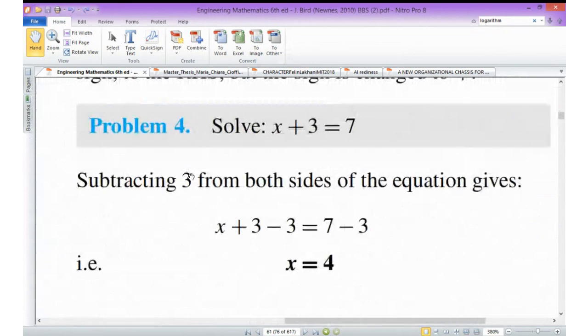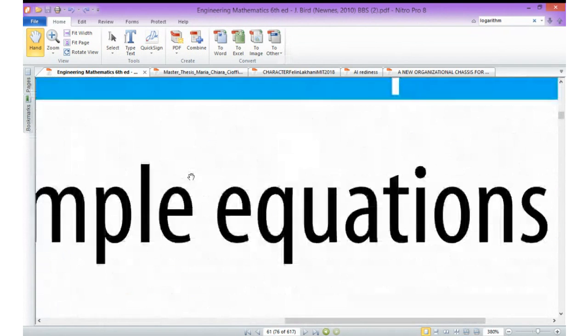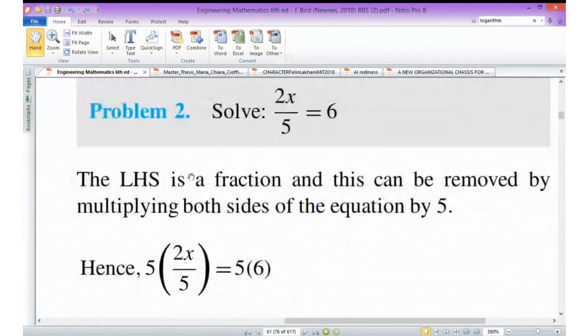Okay, so more examples on how you can solve simple equations. So we have problem 2 there: 2x divided by 5 is equal to 6. You are expected to get the value of x in that particular equation. So you can see how the solution has been brought about.